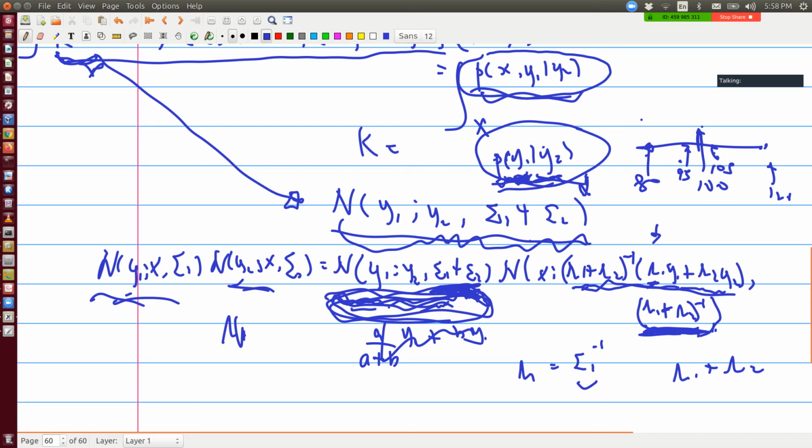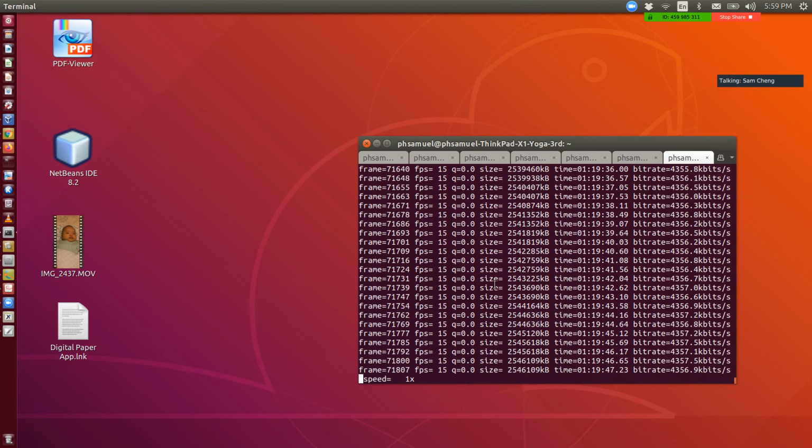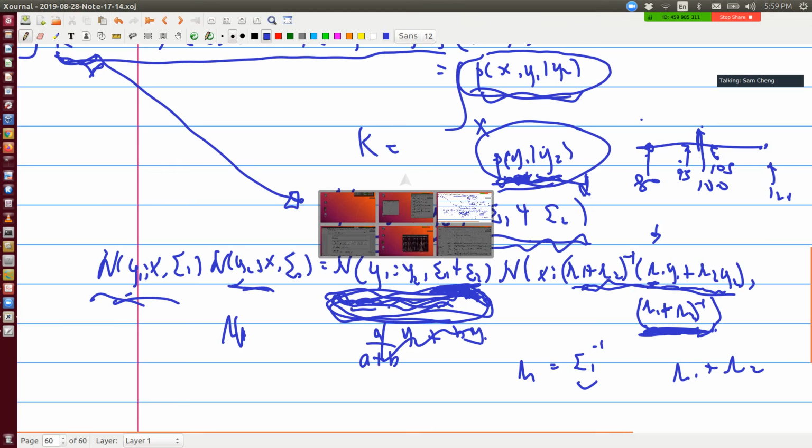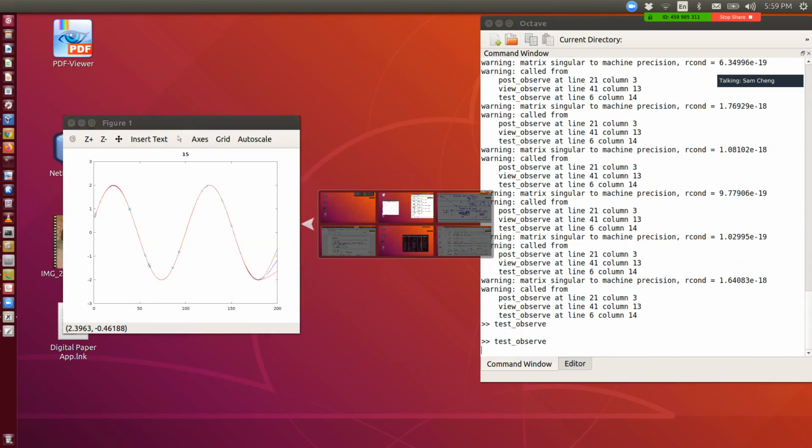But this is Gaussian times Gaussian, so we cannot make it into one form. We cannot make it. Okay, I guess we should discuss this ending first. I guess we'll just stop here for now, and I will come back later.